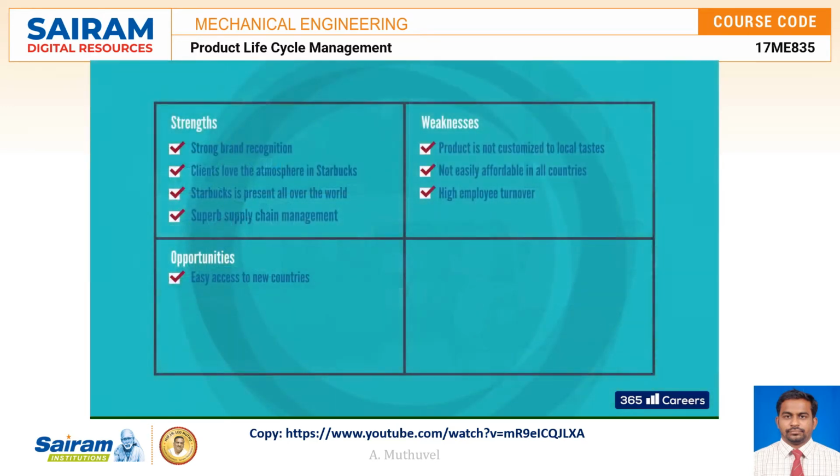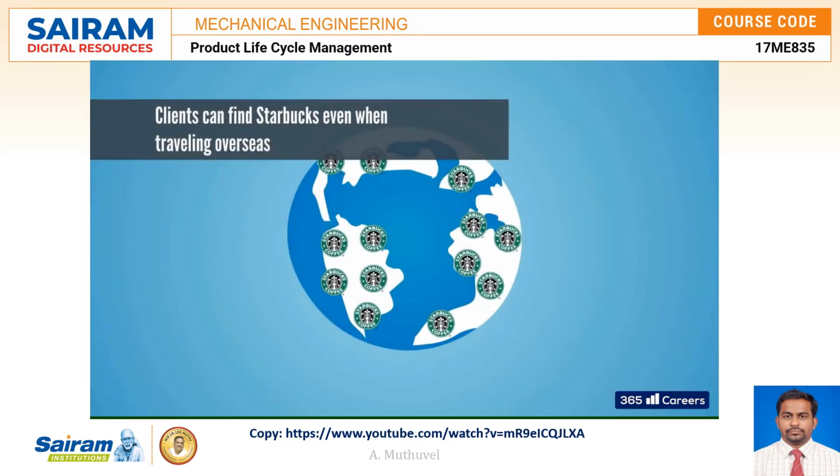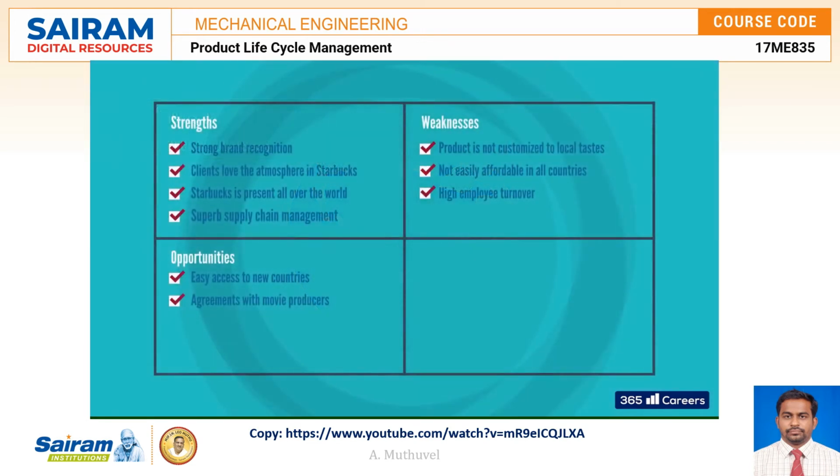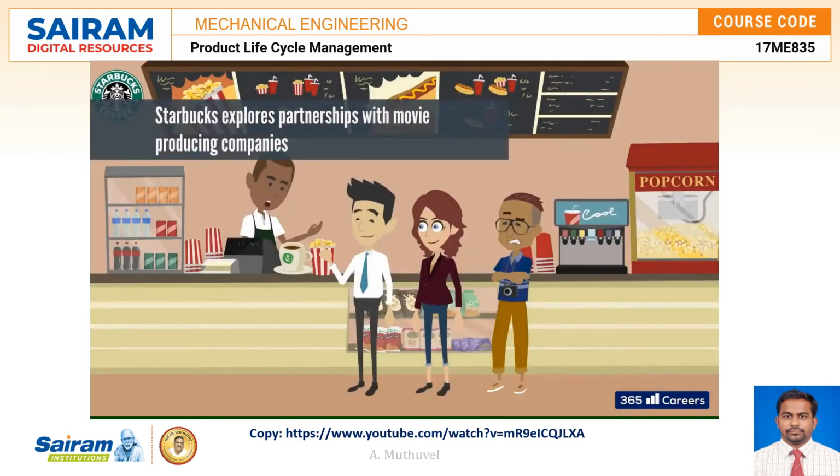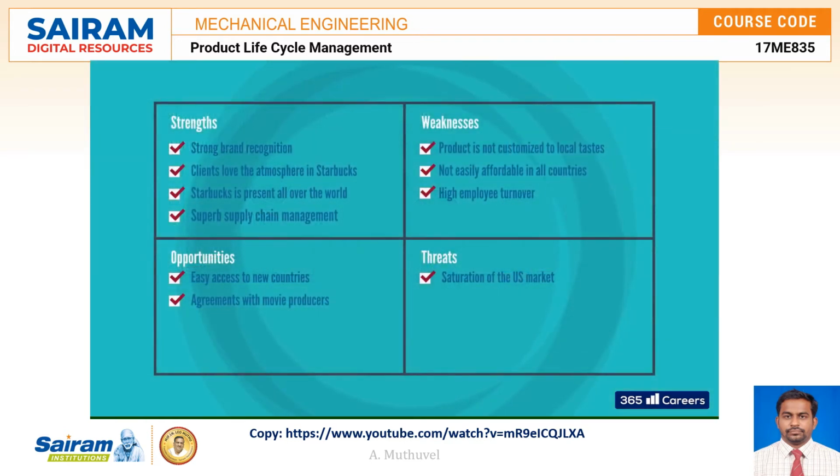In terms of opportunities, we can say the following. Starbucks can access new countries easily. It simply has to apply its existing business model in these new geographies. Emerging markets can be a great source of growth for the company. Starbucks has also entered agreements within the entertainment industry and partnered with movie-producing companies. That can be a great opportunity for the firm, too. One of the biggest threats for Starbucks is the saturation of the American market, which is where most of its outlets are located.